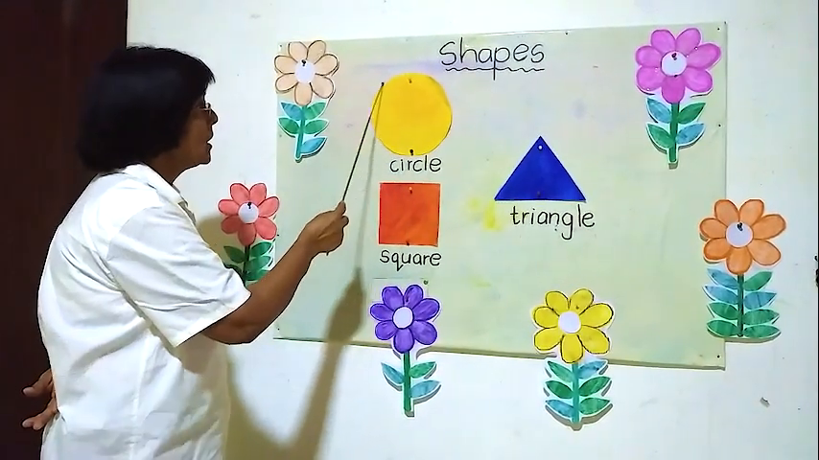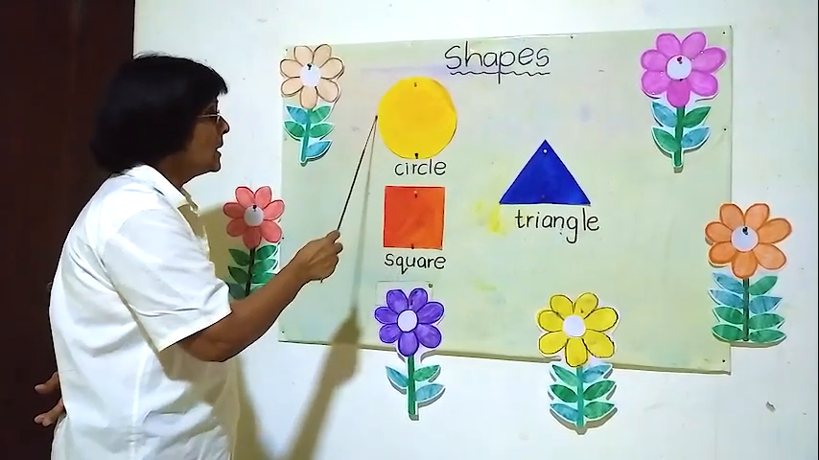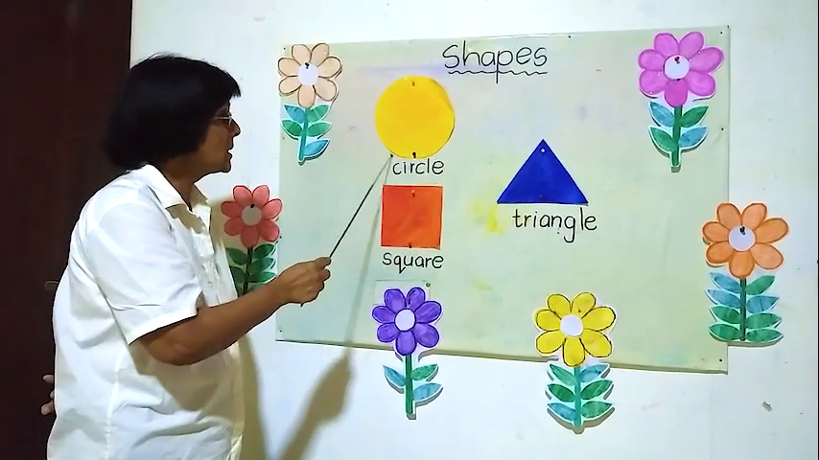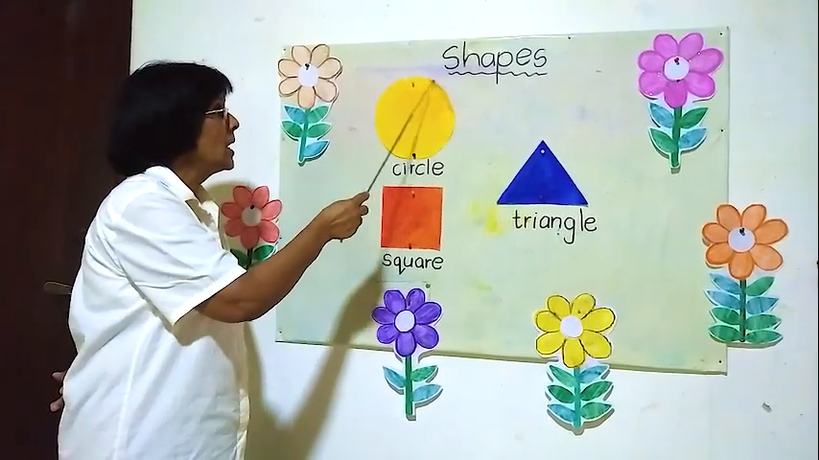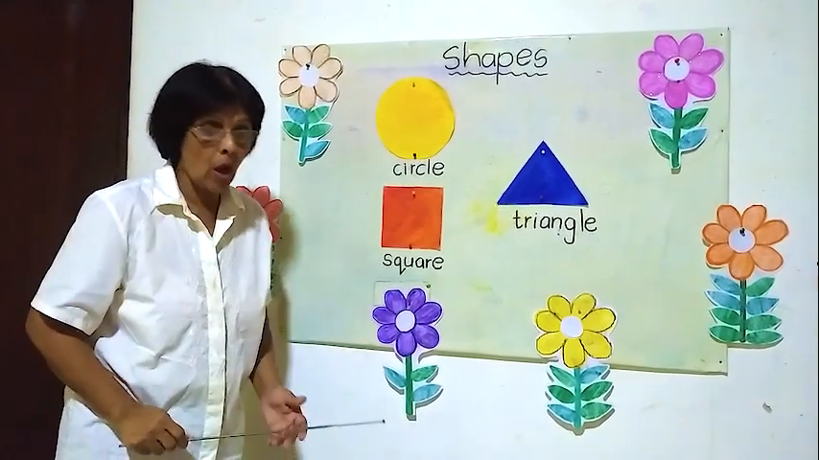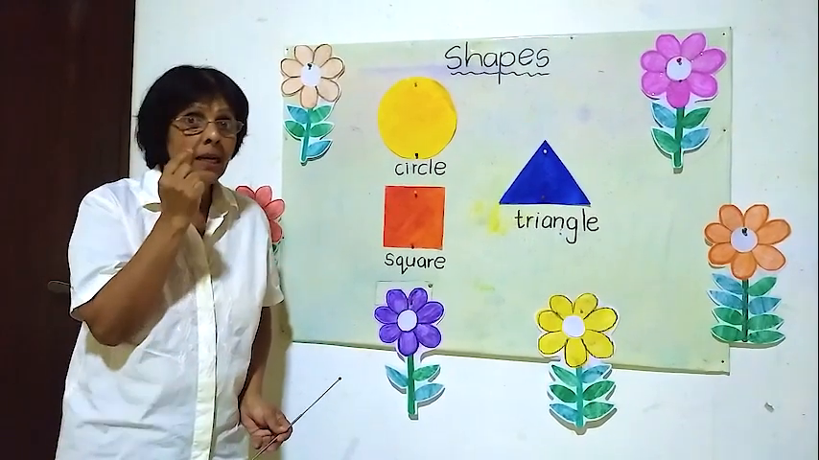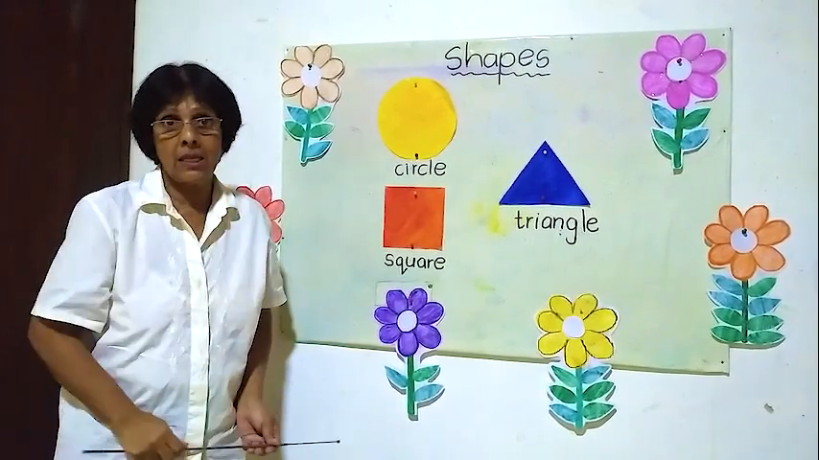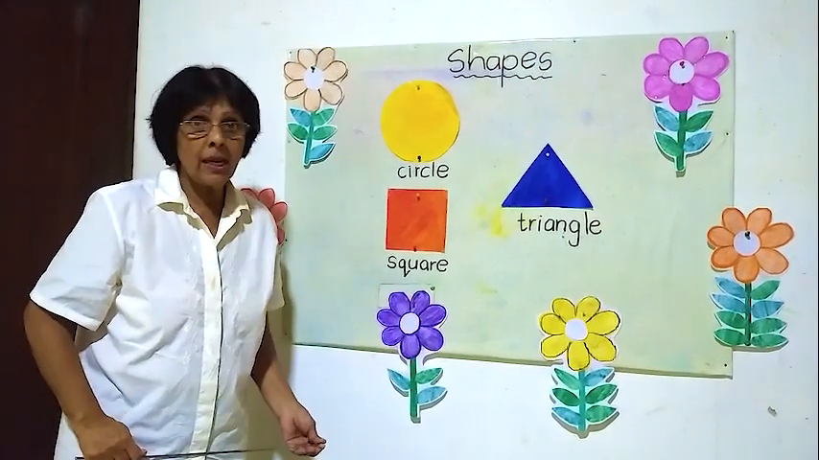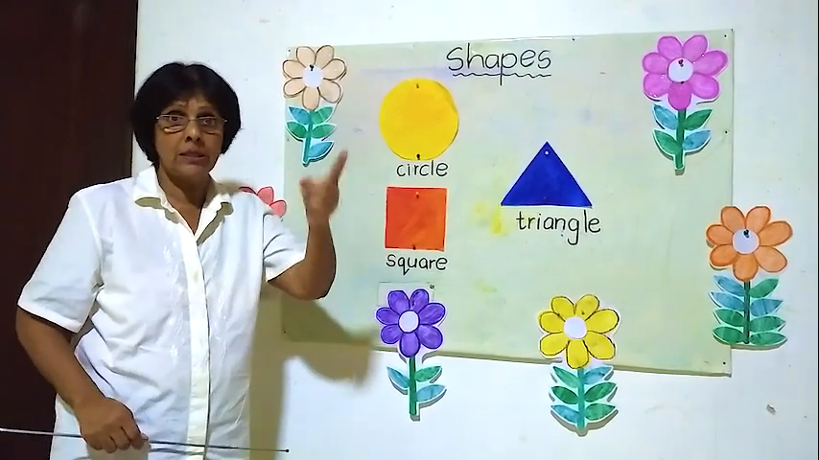Round. Here, round. We call this shape circle. Circle. Here, circle. Now your eyes, you see your eyes have a small pupil in the middle. It's like a circle. Your vehicles have 4 wheels. They are all circles, right?